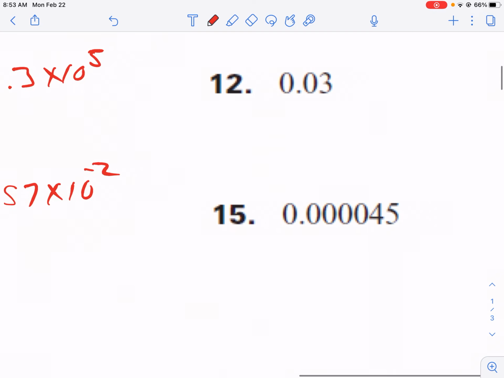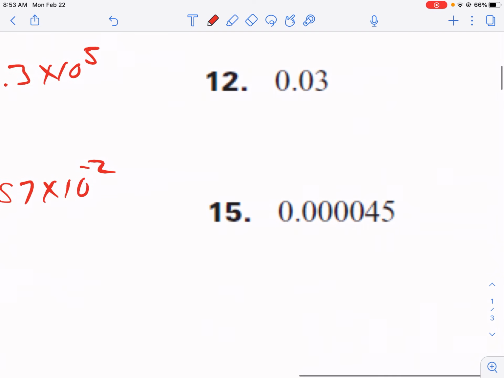Another example of those is 0.000045. Putting the decimal to be here, giving us one number to the left of the decimal. So 1, 2, 3, 4, 5 places. So it's 4.5 times 10 to the 5th, but it's minus.